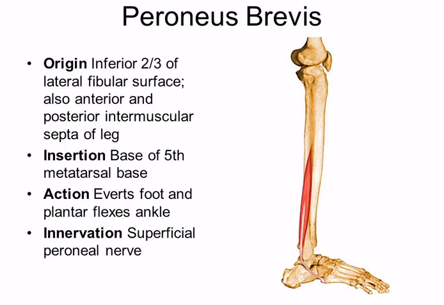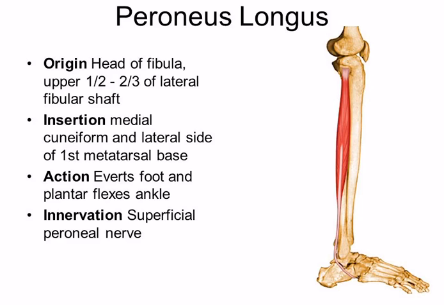Peroneus brevis. Origin: inferior 2/3 of lateral fibular surface, also anterior and posterior intermuscular septa of leg. Insertion: base of 5th metatarsal. Action: everts foot and plantar flexes ankle. Innervation: superficial peroneal nerve.